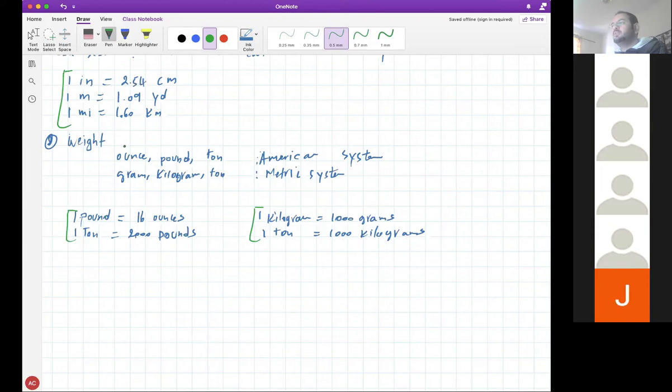The symbol for ounces is OZ, pounds is LBS, ton is, I believe, T, or tons, let's say. It's a small word, so it's not a problem. Gram is G, and kilograms is kgs. Okay, I'm sure you've heard of kgs before. We'll see how to convert kgs to pounds, and a ton is ton.